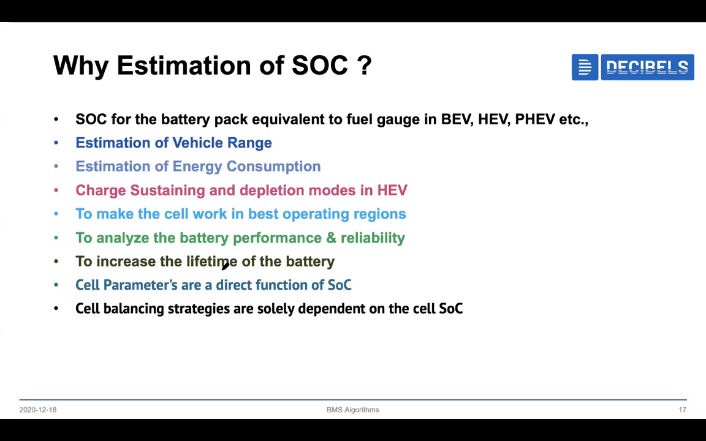We discussed electric vehicle range, and the third important thing is energy consumption. Many people talk about mileage: my vehicle gives this much mileage. In electric vehicle terms, it is energy consumption, which is nothing but how much energy is consumed per kilometer of range. The lesser the energy consumption, the more efficient the vehicle. To estimate that, we need SOC.